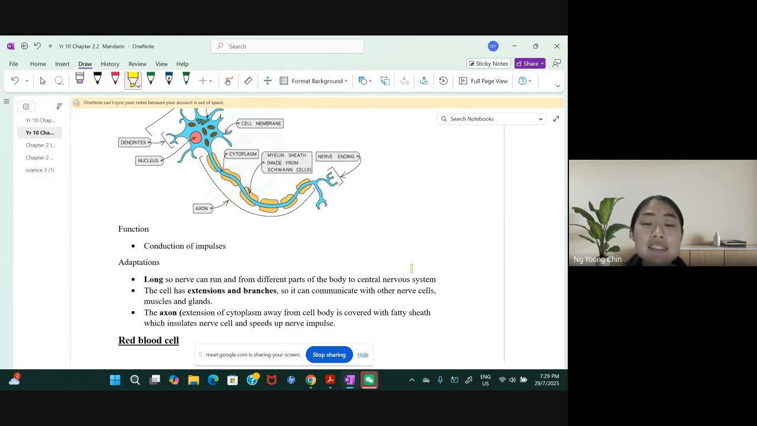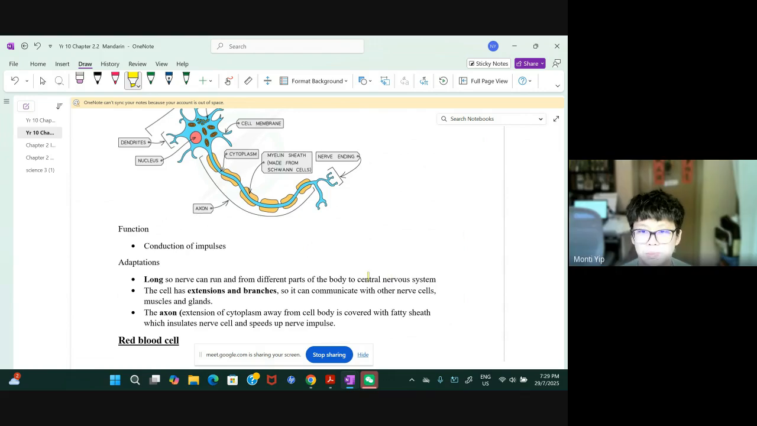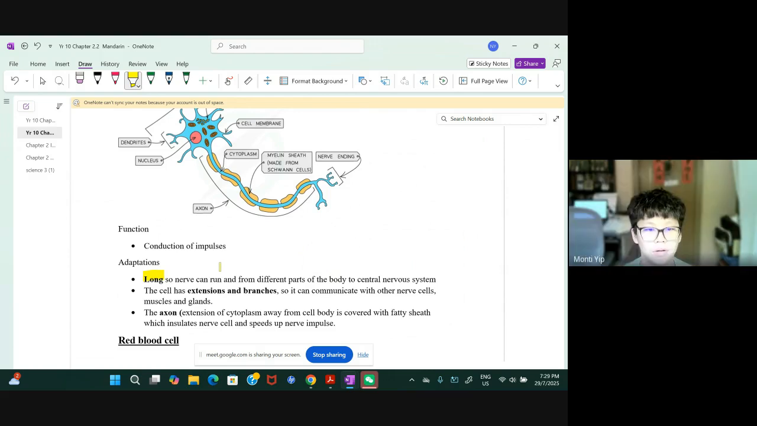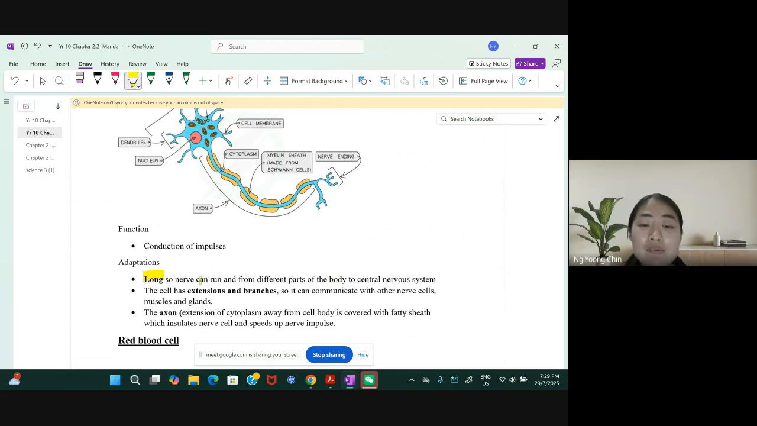It's because they can connect. They help to do the connections from one part of the body to another part of the body, so they need to be long. Do you agree with me? They can run from the different parts of the body back to the central nervous system. The central nervous system refers to the brain and spinal cord.